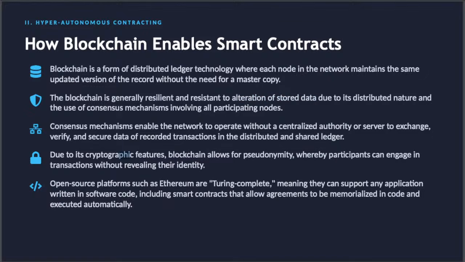Everything is in degrees when we talk in scientific terms. Nothing is really absolute. Consensus mechanisms enable the network to operate without a centralized authority or server to exchange, verify, and secure data of recorded transactions in the distributed and shared ledger. So those are what allow all the distributed networks, the consensus mechanisms, meaning multiple machines agree that yes, indeed, these codes are correct, the keys are correct, cryptographic codes match.